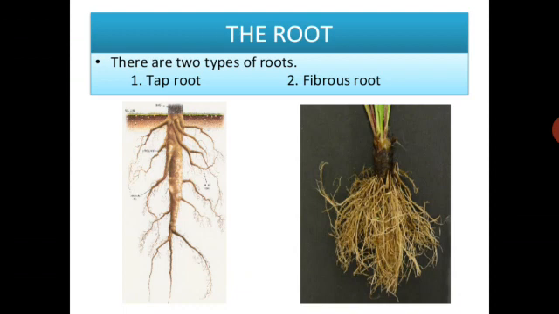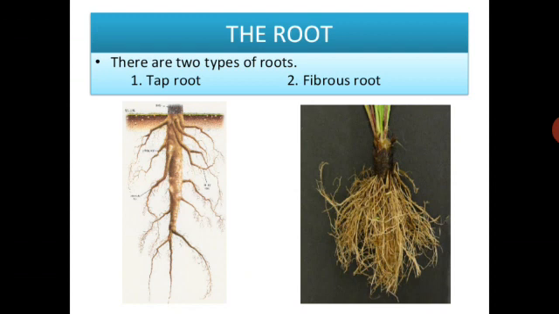Taproot. When a main root grows from the end of the stem and many small roots grow from the main root, it is a taproot. Observe the first picture. We can see a thick main root, and from that main root small roots have grown. So when a main root grows from the end of the stem and many small roots grow from the main root, it is a taproot.